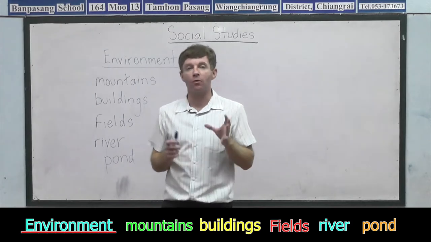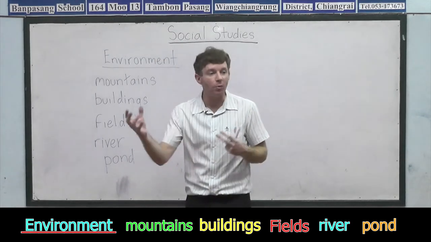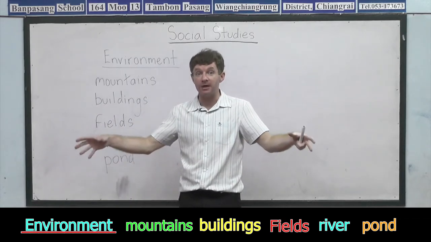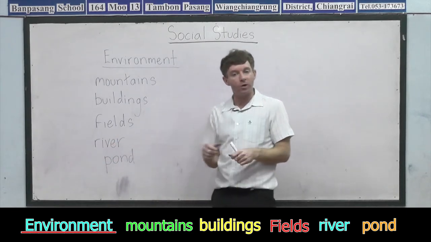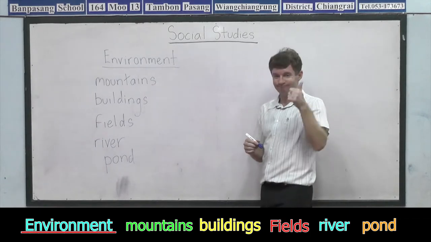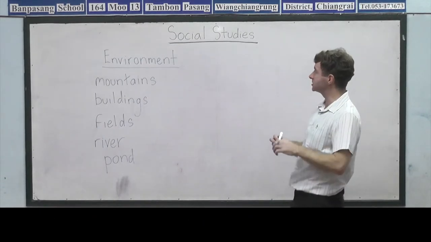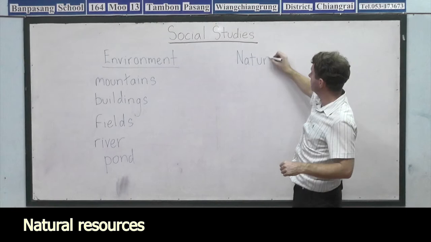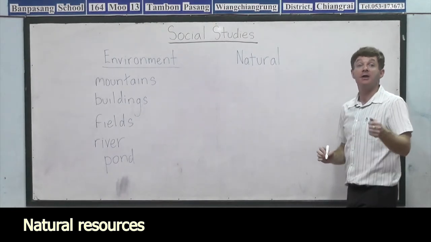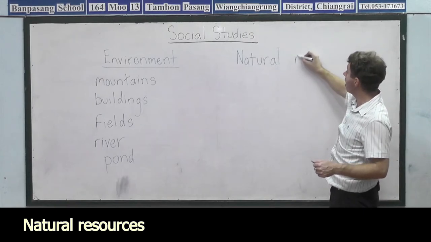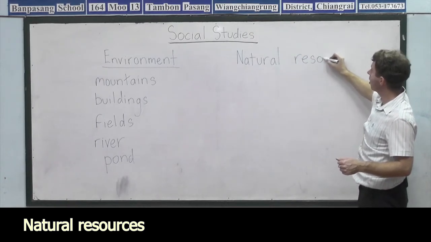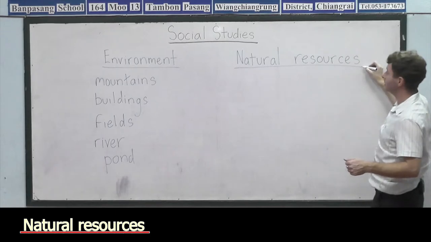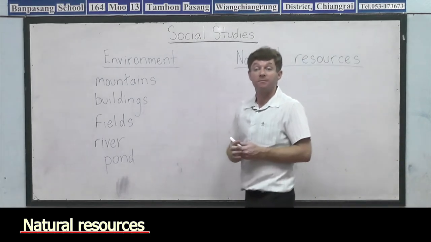And the second thing that we're going to have a look at again is something that we can take from the earth naturally. We don't have to make them, they already occur naturally. Does anybody remember what we call these things? Natural resources. Excellent. Natural resources. N-A-T-U-R-A-L. Natural. And resources. R-E-S-O-U-R-C-E-S. Natural resources.